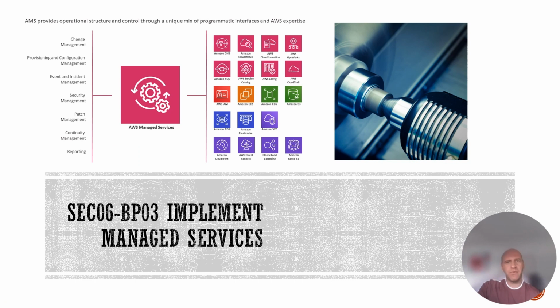Security best practice number 3 is implement managed services. So implement services that manage resources such as Amazon Relational Database Service, AWS Lambda, and Amazon Elastic Container to reduce your security maintenance tasks as part of the shared responsibility model.